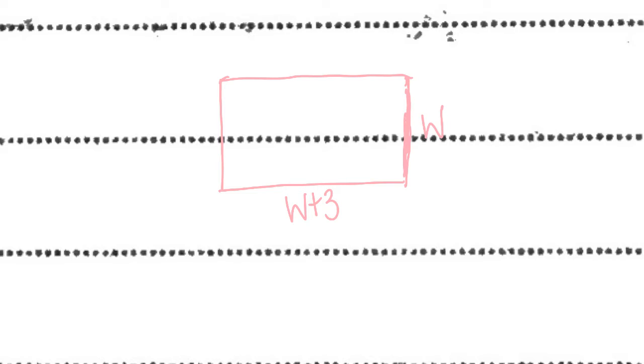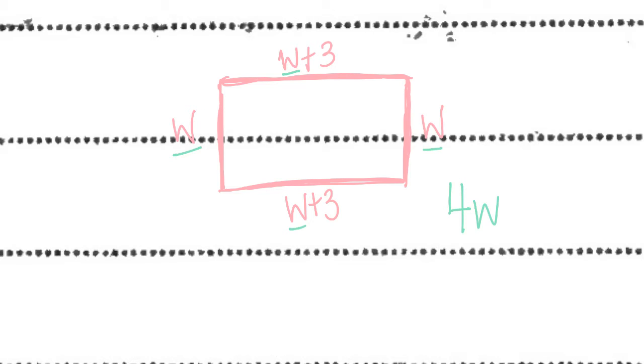But remember the perimeter, we're talking about not just this side and this side. We're also talking about the left side, W, and the top, W plus 3. And I know when I add up all the sides, I get the perimeter. So I'm going to add W plus W plus W plus W and get 4W. 3 and 3 is 6, and that's going to equal 98.